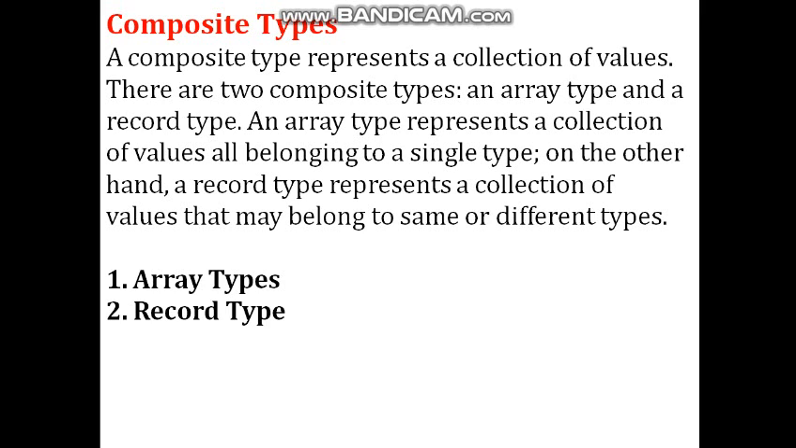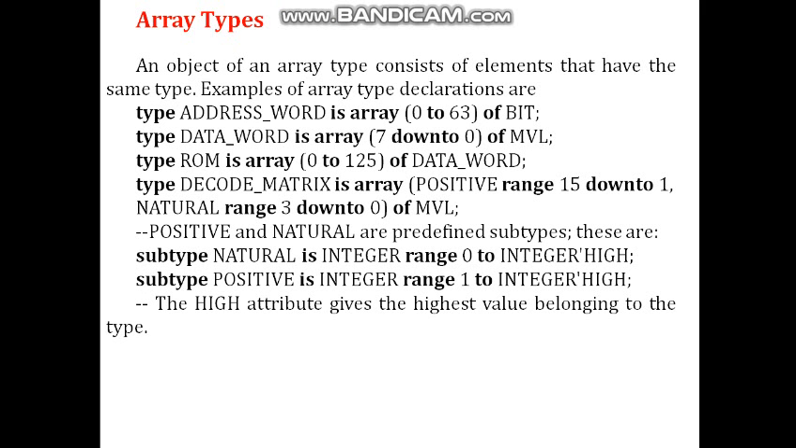For example, a composite type may be defined to represent an array of records. This provides the capability of defining arbitrarily complex composite types. This is all about the composite type. It means that there are basically two kinds of composite types, the array type and the record type. So now first we will see the array type. An object of an array type consists of elements that have the same type.